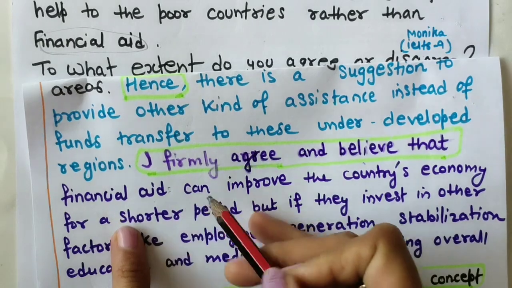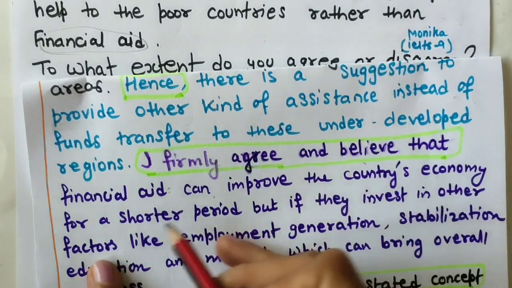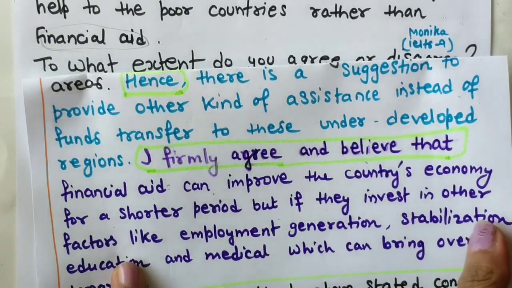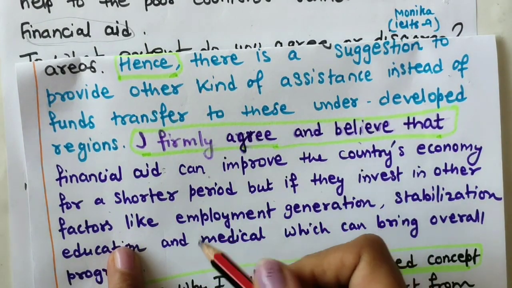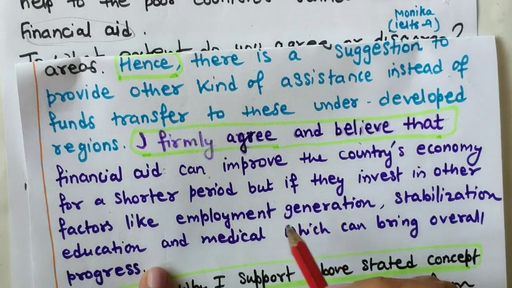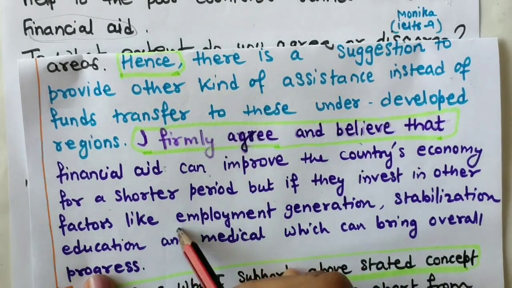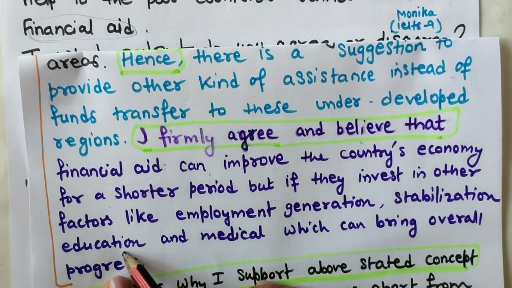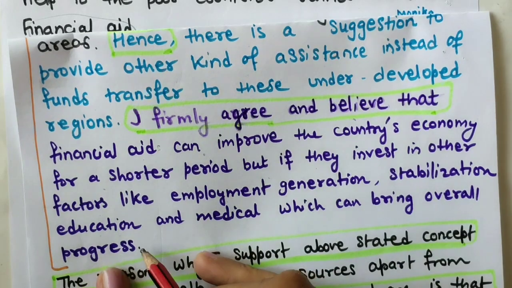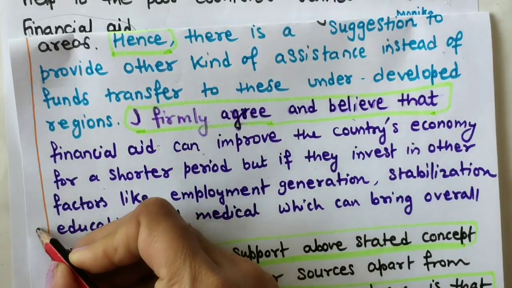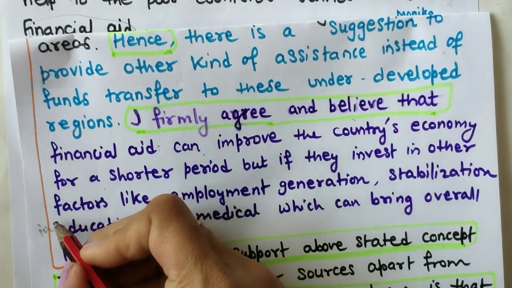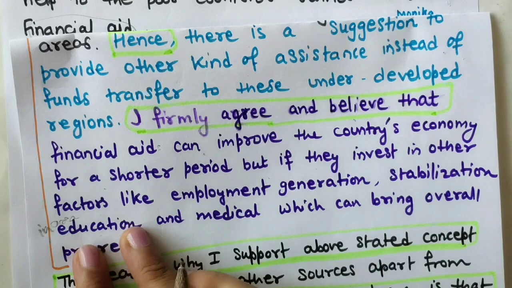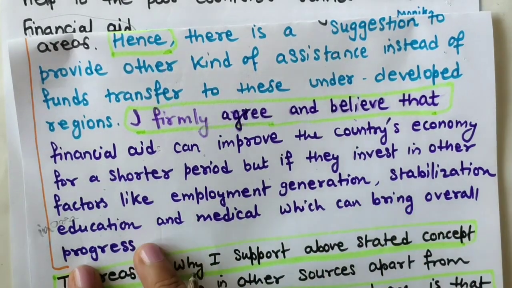Financial aids can improve the country's economy for a shorter period, but if they invest in other factors or other infrastructure, you can say, like employment generation, stabilization, education and medical, which can bring overall progress. Stabilization in country, you can write. In area you can write instead of country.